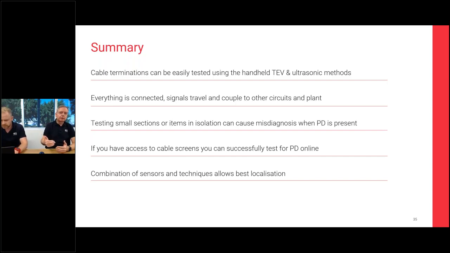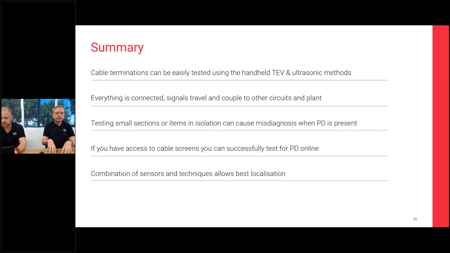You can see from the example Brad showed, we've got a 76 meter long cable. We've got discharge 20 meters up. So on one substation, we're seeing almost as much level of TEV, 34 dB, 56 meters away from the source of the discharge, as we are at the other side seeing it 20 meters away. So signals will travel, TEV will travel. So if you haven't got access to that earth screen, at least carrying out the TEV and the ultrasonic methods will also start testing your cables to a certain extent.